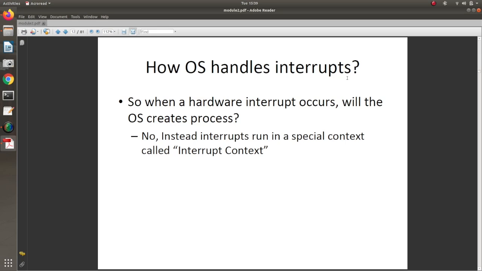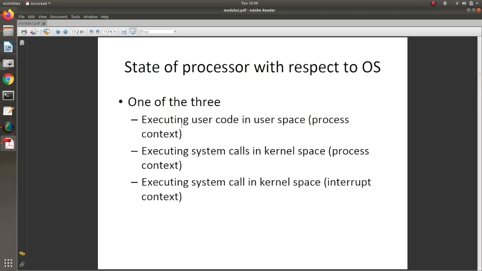Okay. Now how does the operating system handle such interrupts? When a hardware interrupt occurs, will the OS create a separate process? No, it does not. It runs in a special context called interrupt context. So basically in an operating system we have two contexts, process context and interrupt context. The process context is the place where the processes run or execute, and the interrupt context is where we get the interrupts and action on them will be taken. So this is what happens when the operating system gets an interrupt.